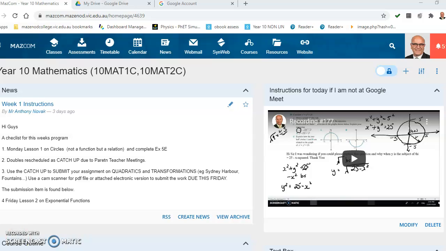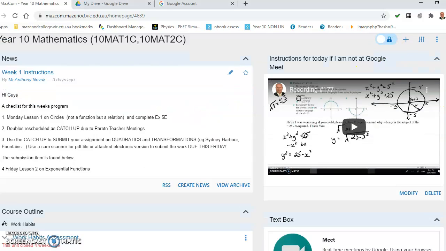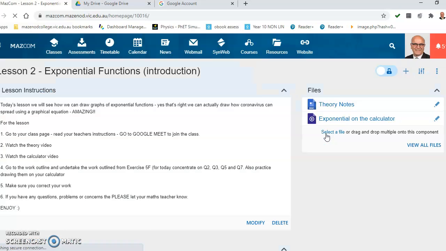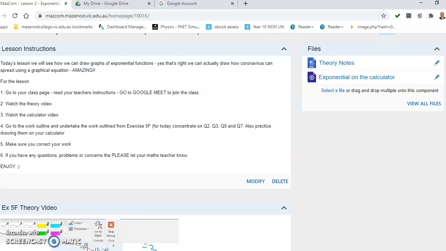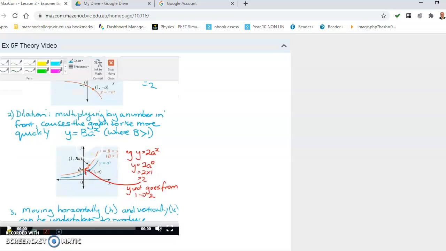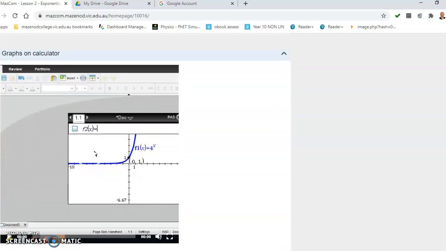But in the meantime, we're doing lesson two for today. So, going to lesson two, we're doing the exponential functions. So we have Mr. Farragut. He's going through the notes that he's written very carefully and well done, actually. And then he'll show you how you can do it on the calculator.